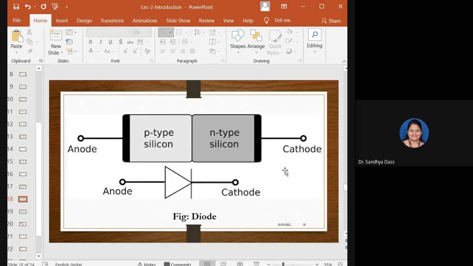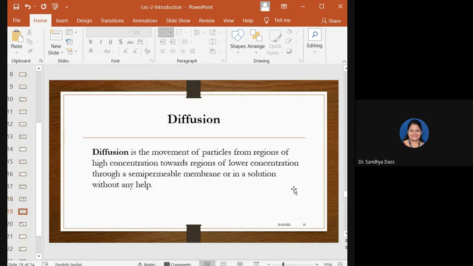When a junction is formed, the following process takes place, which we call diffusion. What is diffusion? We know that all particles move in random motion, right? Because of their thermal energy, all particles move from a region of high concentration to a region of low concentration, right? Through any semi-permeable membrane or even in a solution without any help. That is basic physics which we know.